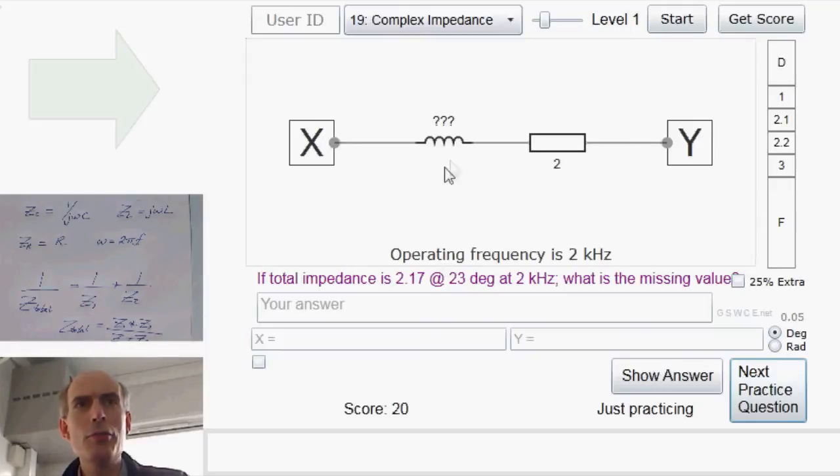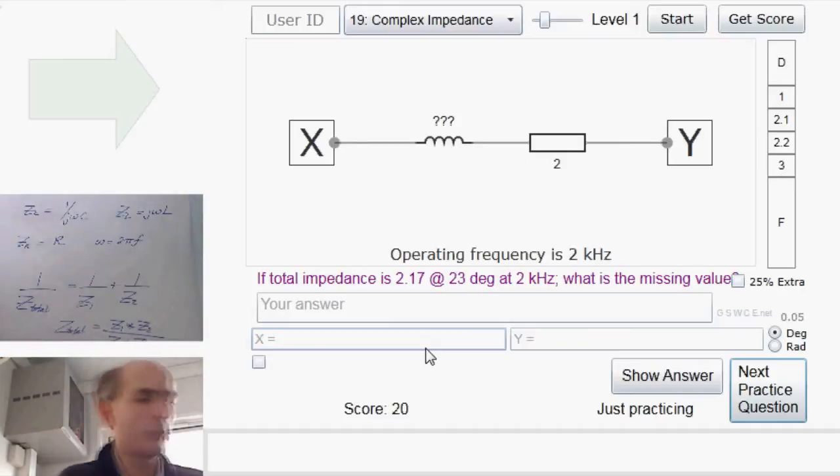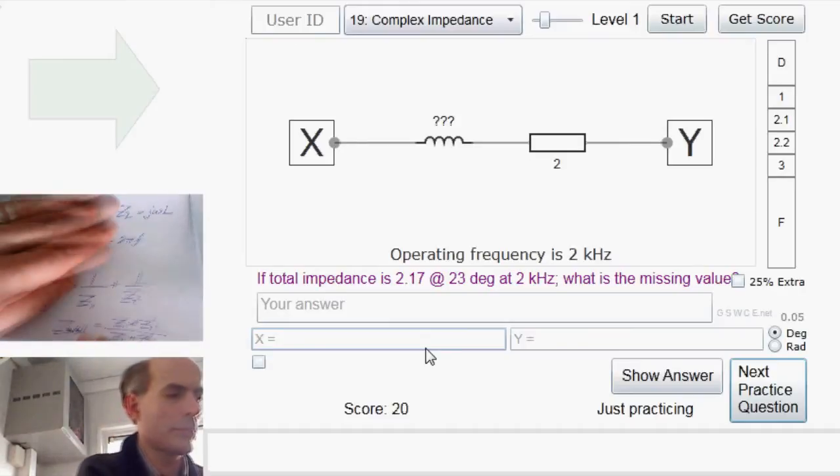Right, these are a little bit more interesting. We are given the total impedance, and we're asked what is the missing value, what is the value of this inductor. Several ways to do this one, but I'll show you a graphical way of doing it, because this can be quite useful later on.